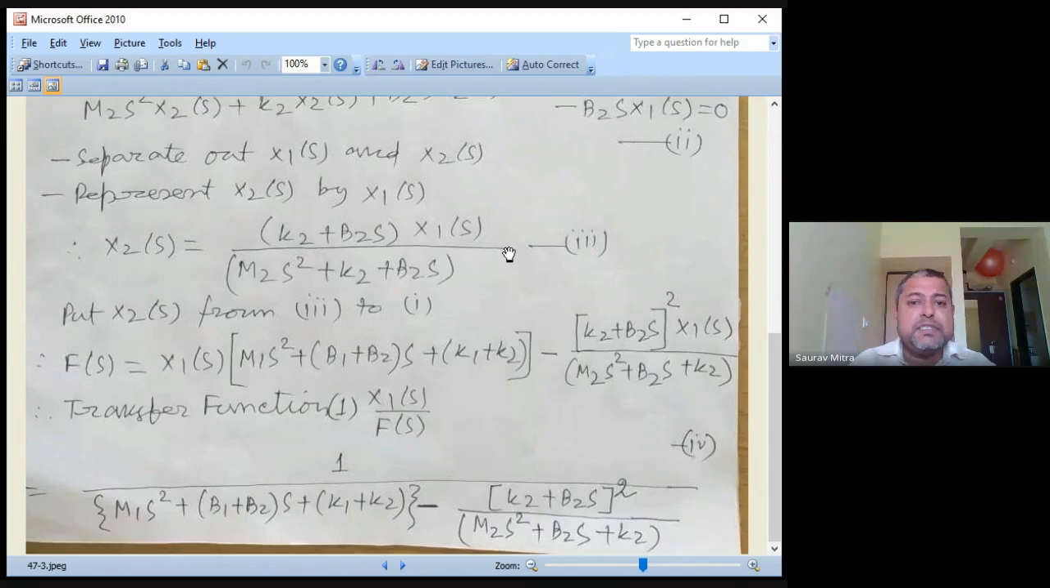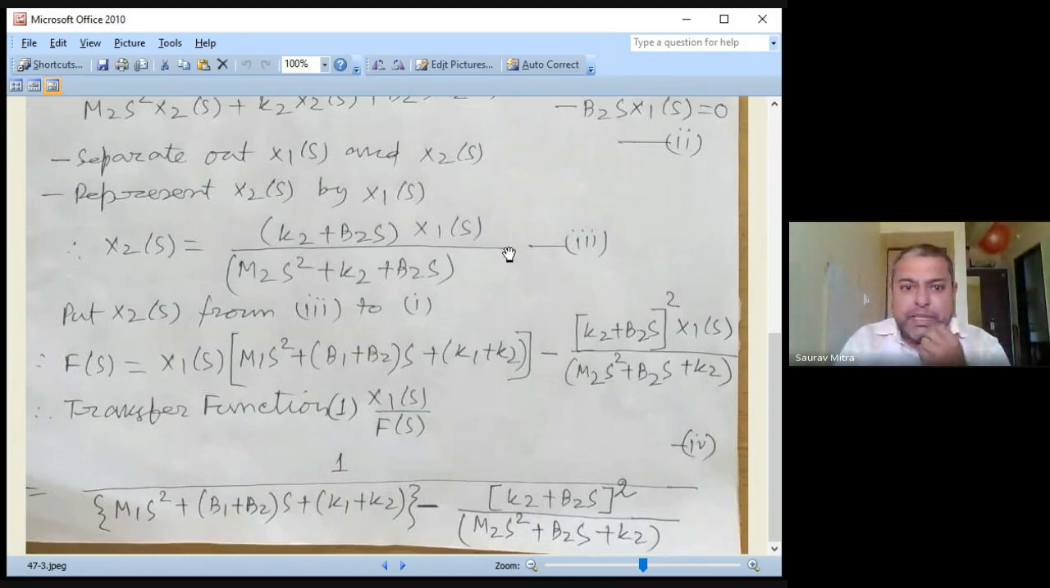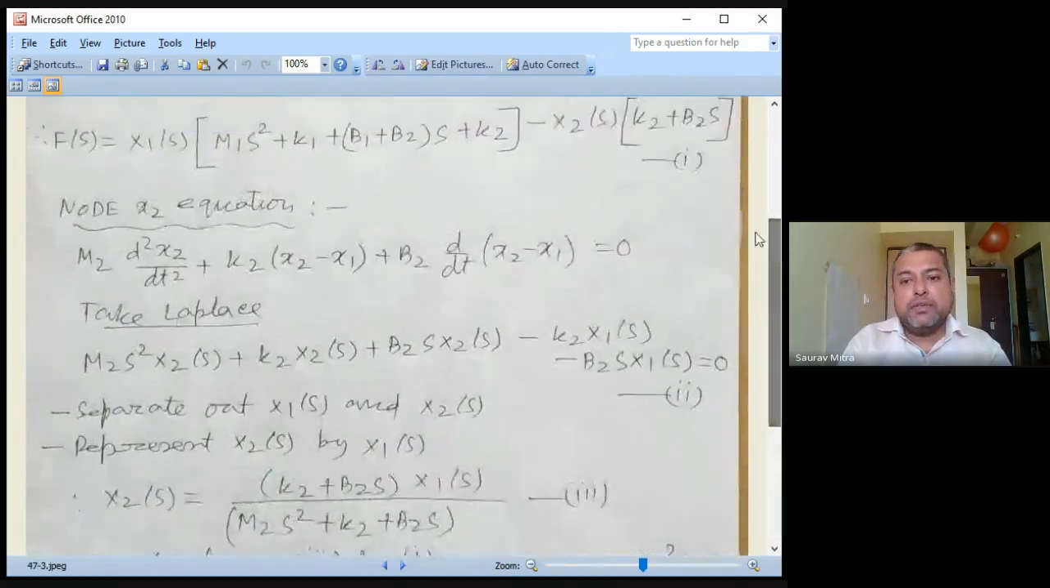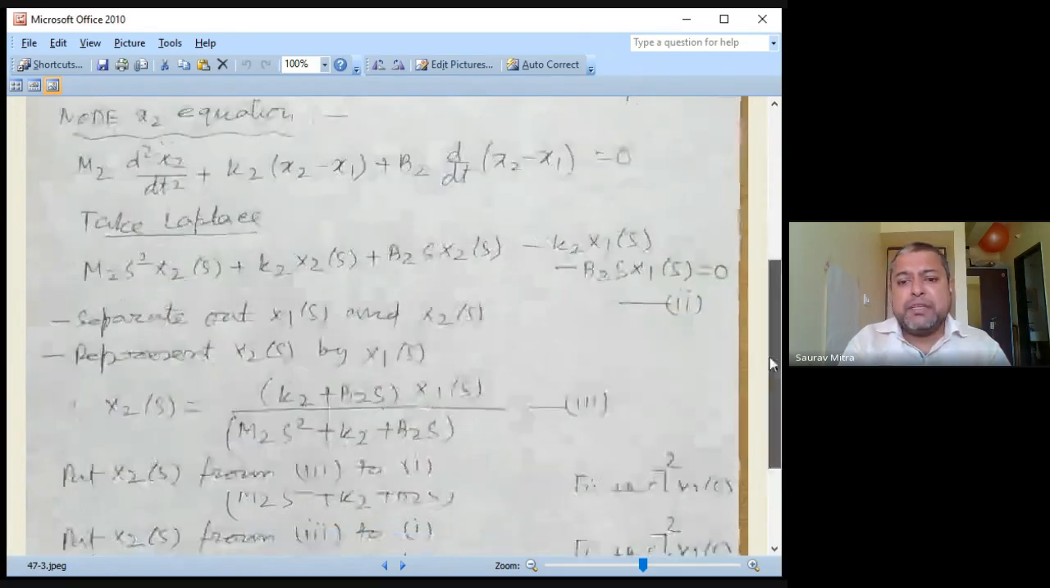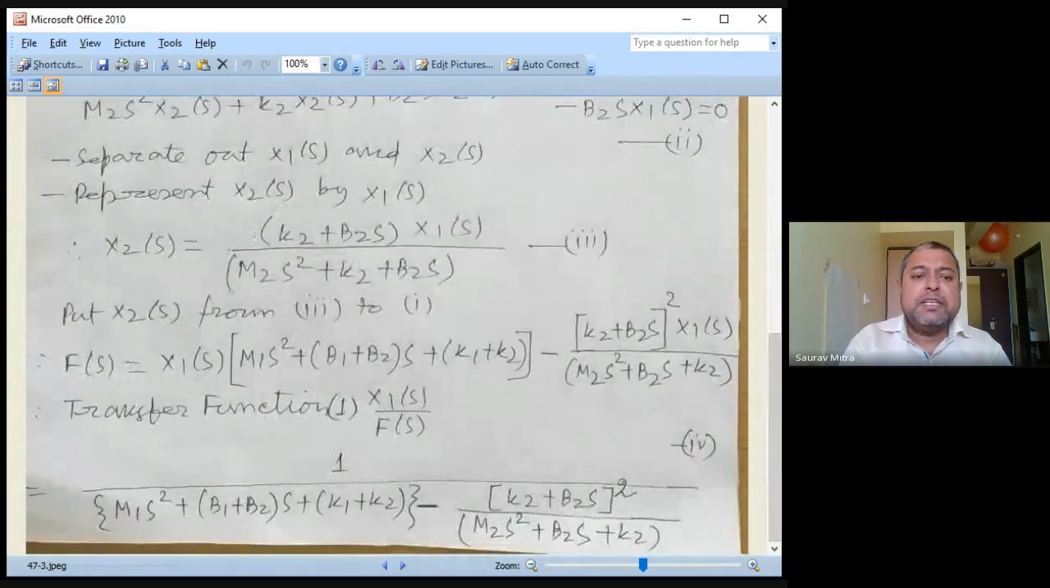If the transfer function X1 by F(s) is asked, in that case we have to remove the x2 term. In that case what will we do? If X1(s) by F(s) is asked, we will represent x2 in terms of x1, and this we will substitute in the first equation, because from the first equation we have to remove x2. That means x2 has to be represented in terms of x1. So from the second equation, by Laplace transform, we find this kind of ratio relation between x2 and x1. And if X1 by F(s) is asked, we will replace x2.